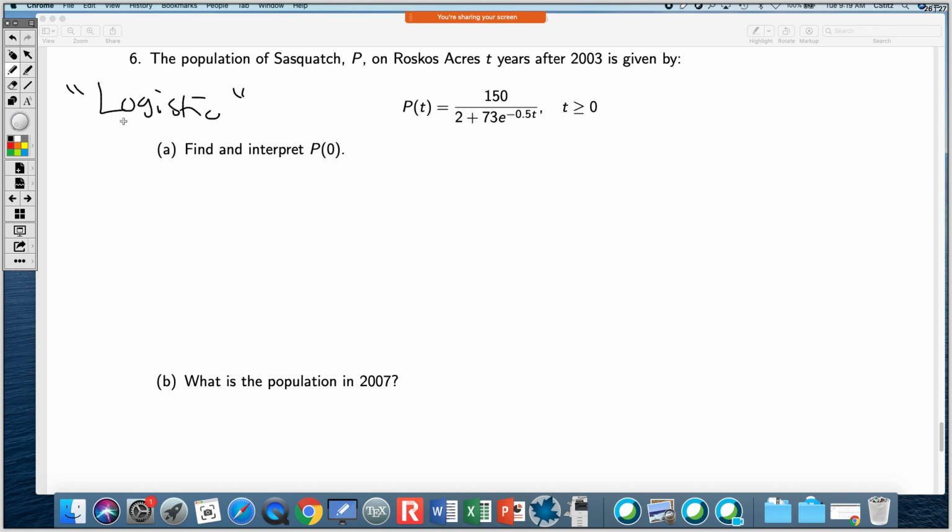So unlimited growth, think of bacteria in the petri dish, think of money in an investment account. There's no limit to what you can get. Right? The growth rate is directly proportional to how much is there.